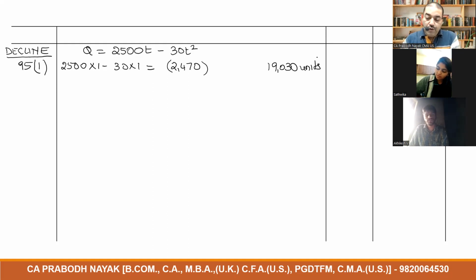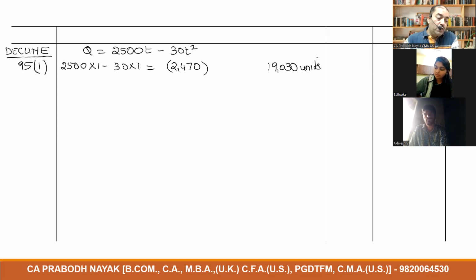Both of you have understood the calculations. First, what we do, we calculate competitor's demand. How? For competitor, it is month number 1. So I substitute 1 in place of T. I'll calculate the competitor's demand, put it in bracket, 2,470. From total 21,500 units, I'm going to subtract 2,470. So the balancing figure is 19,030, which will be my company's demand.